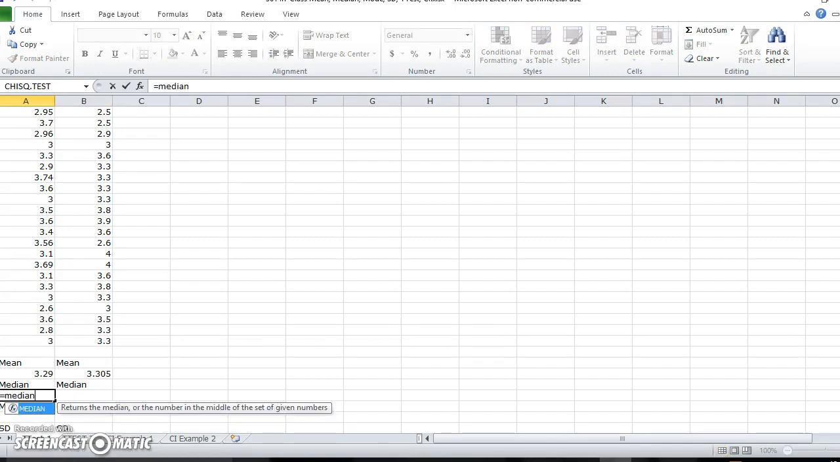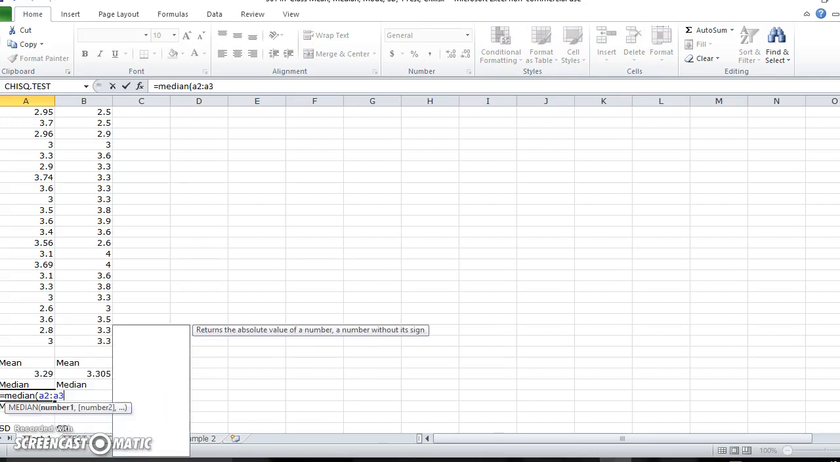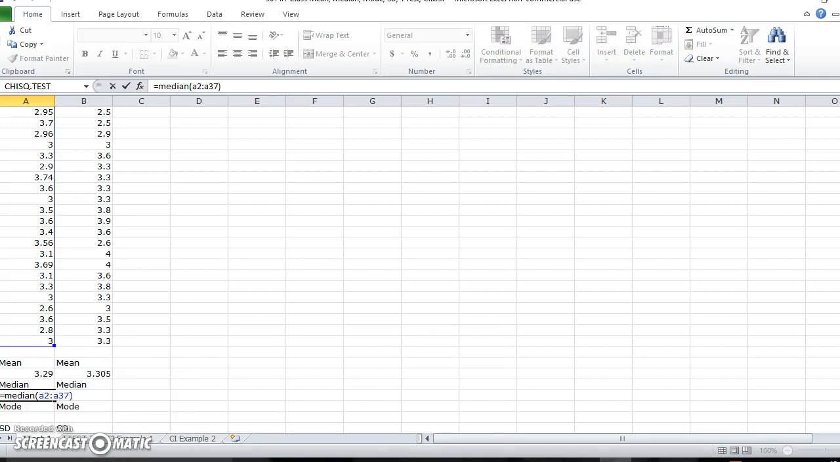For median, it would be equals median, and the same thing, equals median, and then A2 to A37. And just a quick pointer, if you put A2 colon 37, it doesn't assume A, so you have to make sure you put in all the letters and numbers and close it out with the parentheses. So again, equals median, B2 to B37, parentheses, and we get our median.